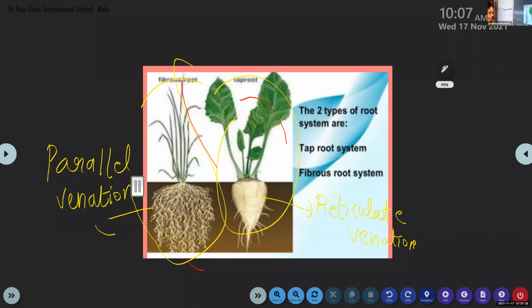By looking at the picture, you get confused, no? Because looking at the fibrous root, it is more or less web-like. It is not actually, because the fibrous root system mainly comes from the stem, but the taproot system mainly comes from the main root. So that is the difference between them. So this is about the two root systems.